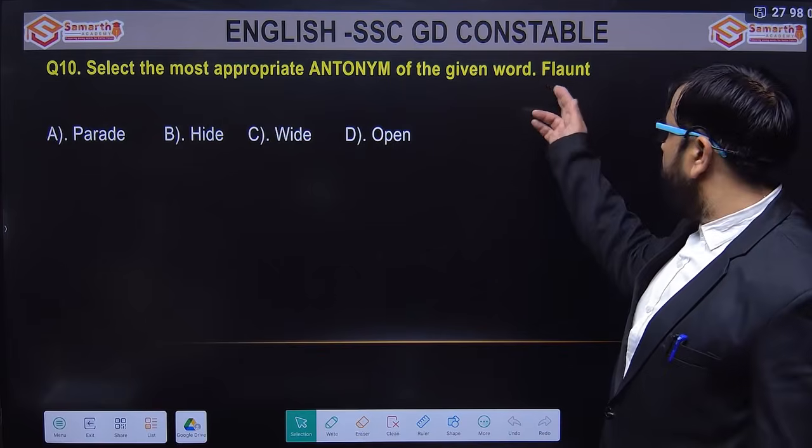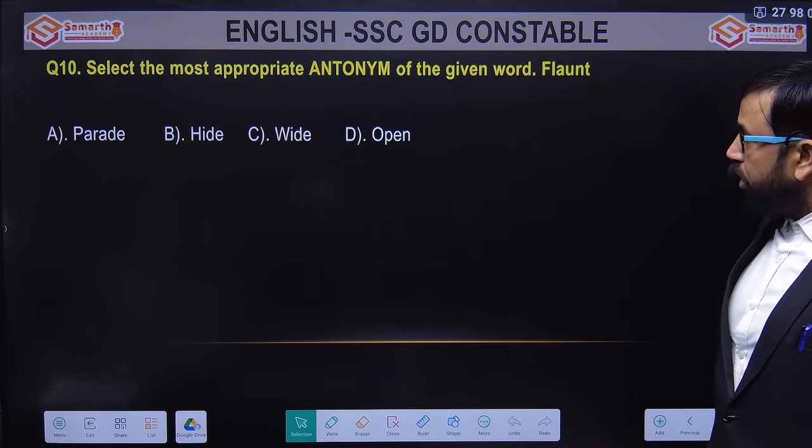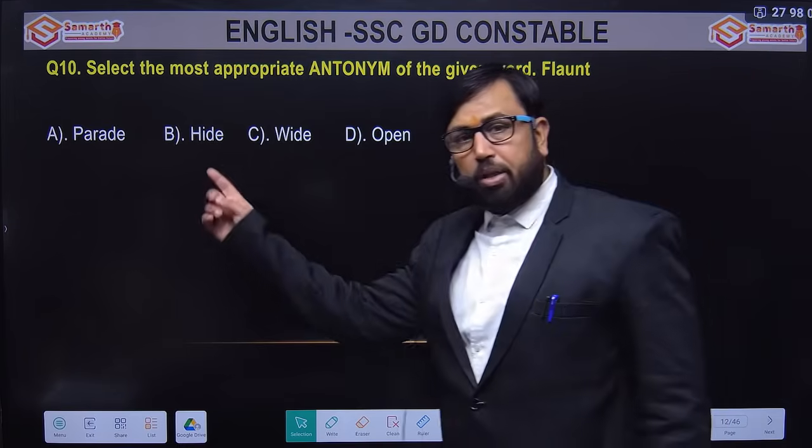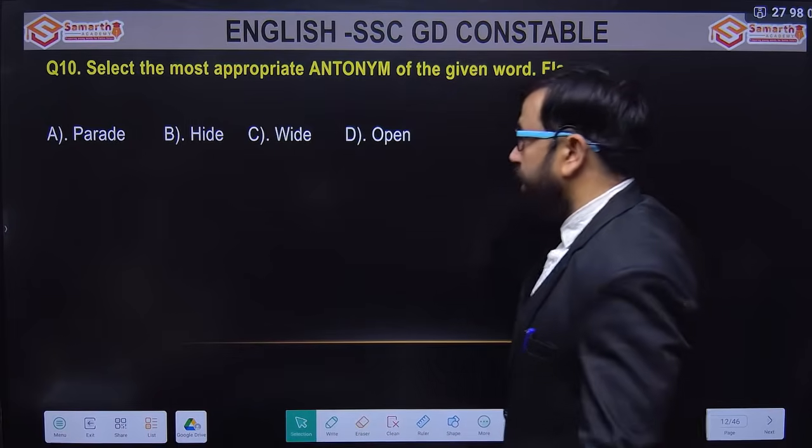As I told you, flaunt मतलब to show off करना ना, कुछ दिखाना. तो the opposite की हो सकता है, देखो इधर चो. तो B option मतलब hide. Hide होता है कुछ चीज लुकाना, ठीक है? So B option would be the right answer, hide.